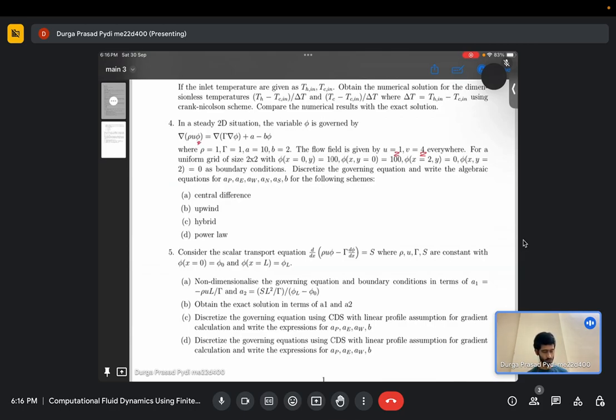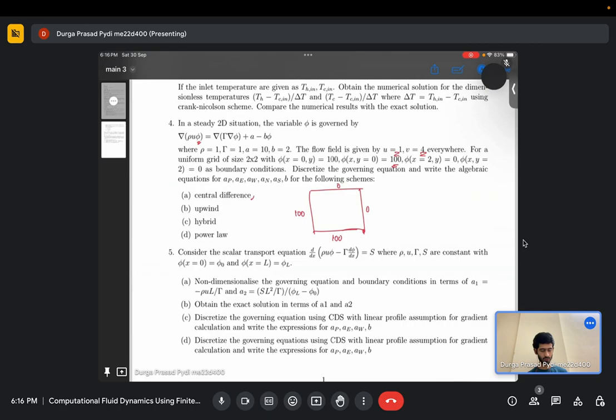So the boundary conditions are also given. All of them are Dirichlet conditions. So if you write the domain, you have at y equal to 0 is 100. So this is x equal to 2. It's 0. Y equal to 2 is 0. X equal to 0 is 100. So this is the domain with the boundary conditions.